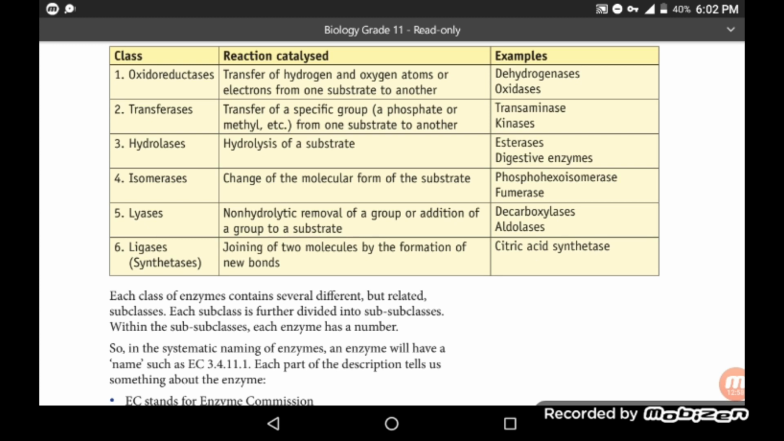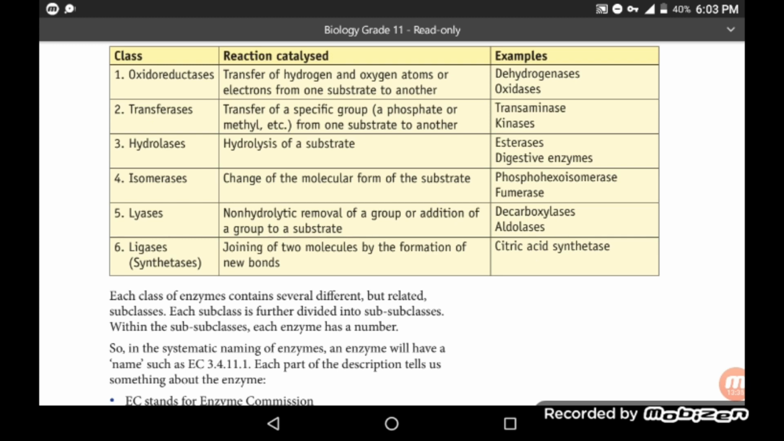Class four is isomerase. Isomers are similar molecular forms. They can be substances, atoms, elements, and molecular forms. The isomerase reaction catalyzes a change of the molecular form of the substrate. Examples are fumarase and phosphohexoisomerase enzymes.